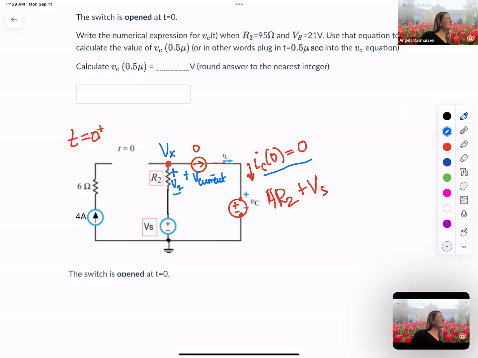Let's just say the source was on, then would we consider IC? So if it was a wire, say the inductor was not there and there was a wire instead, there would be current through there. So you would have to find the current going through the R2 and VS branch. And then that would be the voltage there. Or then it would be the opposite current because it's all one branch.